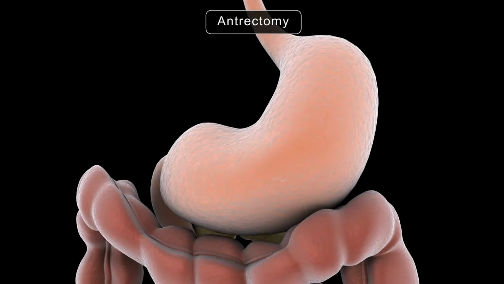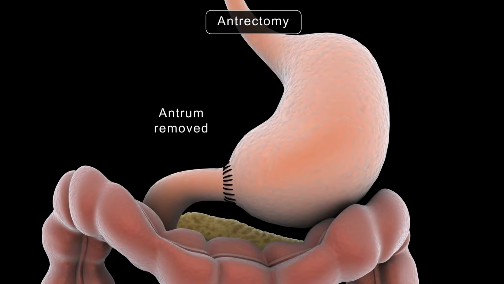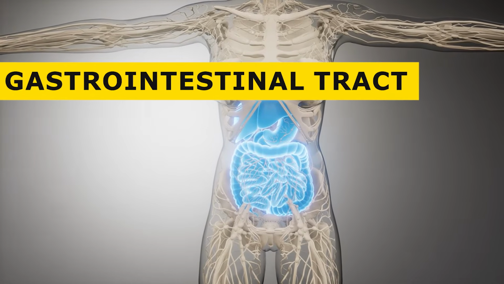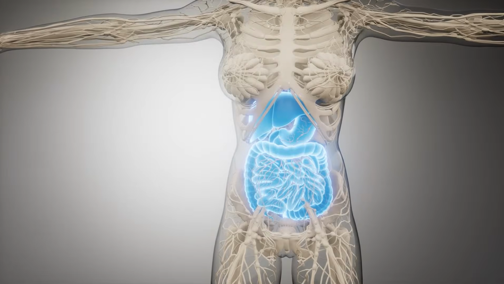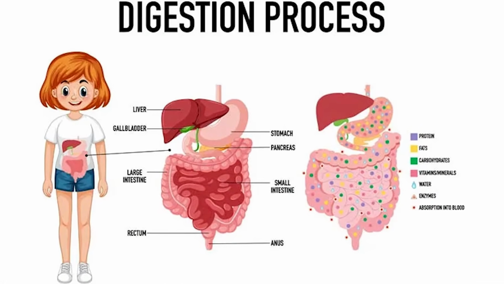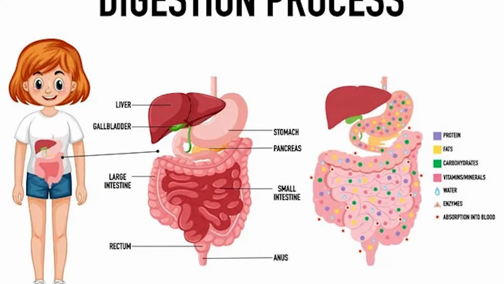The muscularis externa of the stomach is unique because it contains three layers of smooth muscle rather than the typical two found in most parts of the gastrointestinal tract. These layers are the inner oblique, middle circular, and outer longitudinal layers. Together, they allow for powerful churning and mixing movements, enhancing the mechanical digestion of food.